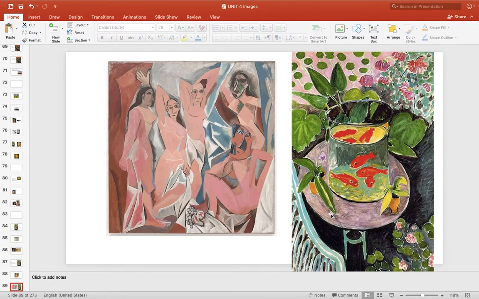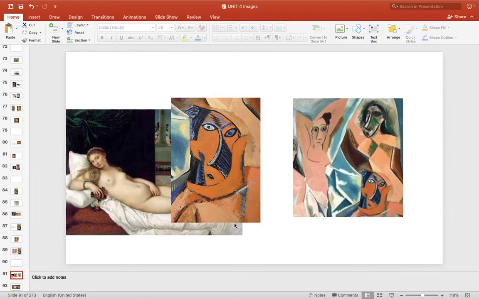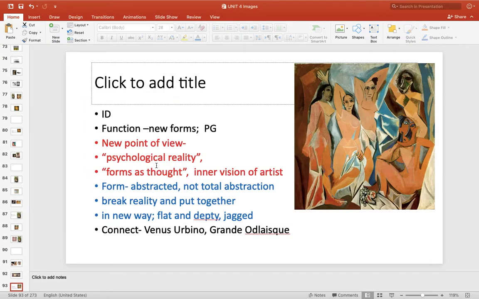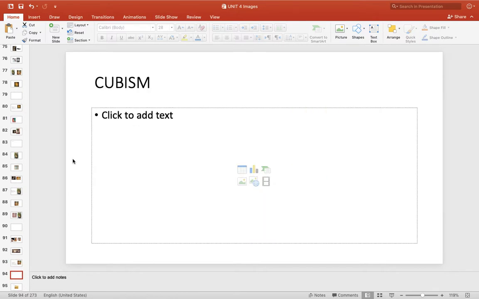Picasso, I paint forms as I think them, side by side. You can see the difference between the two. And Picasso takes the female form, makes it jagged, broken, a completely new type of form. So what's he doing here? Picasso is exploring new types of form, new point of view, almost a psychological reality. Form as thought. It's the inner vision of the artist, not naturalism. His form is abstracted, not total abstraction, but a broken reality put together in a new, flat, jagged way with some depth as well. Very different from the other female figures we saw.